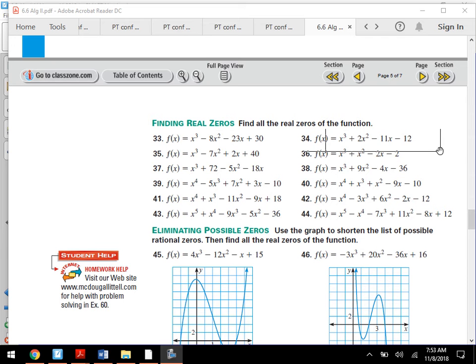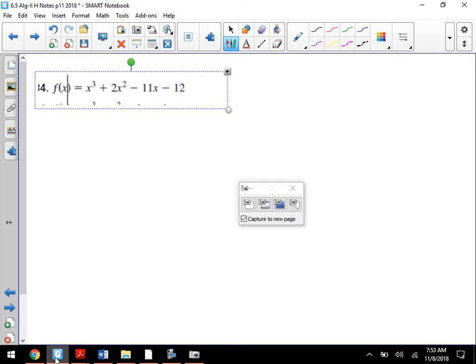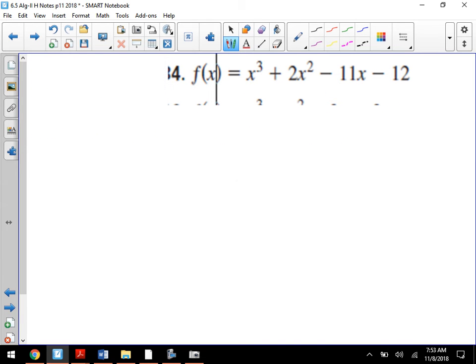So on 34, it's asking you to first figure out your zeros, so that way you can go and factor the rest of it out. So we know our possible zeros would be plus or minus 1, 2, 3, 4, 6, and 12. The leading coefficient is 1, so you don't really need to write it down if you don't want to. It's not a big deal. Okay. So now you start fishing.